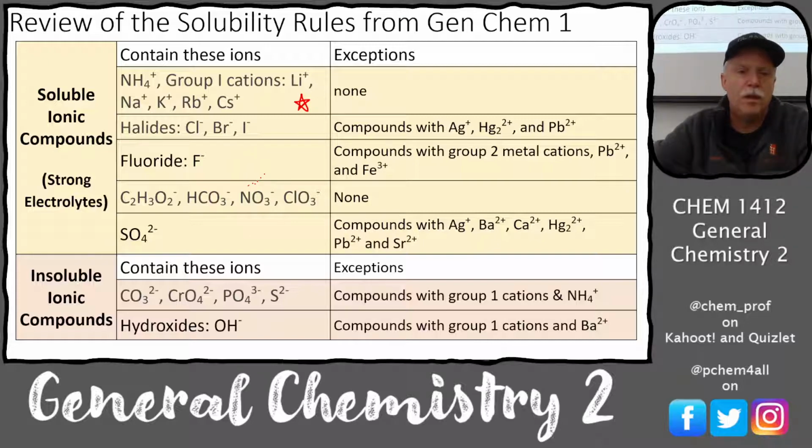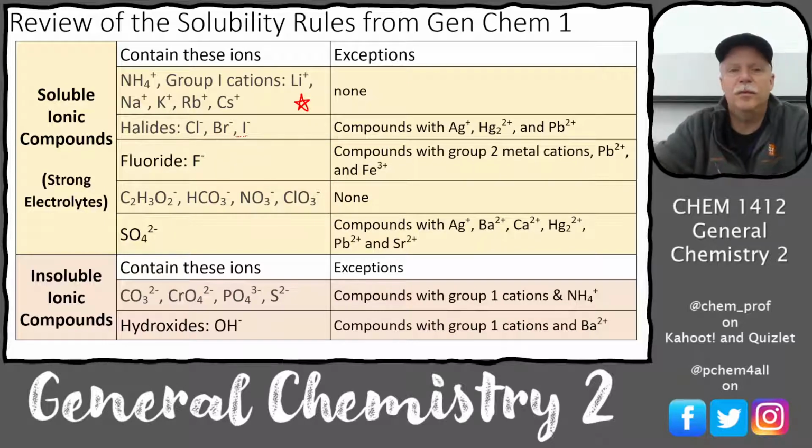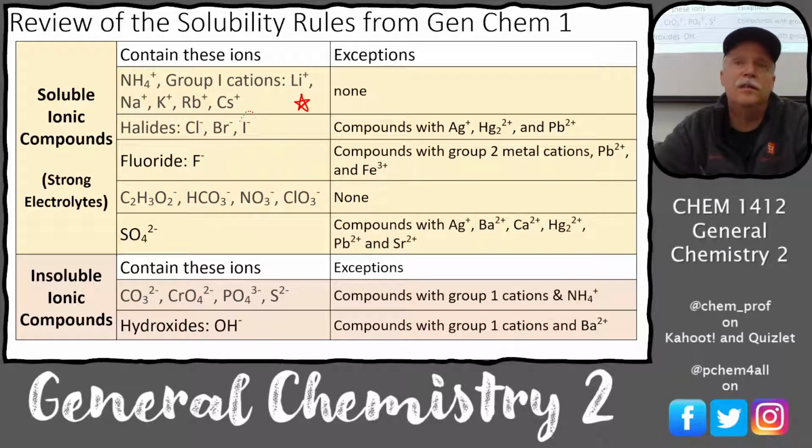Okay, and then your halogens are mostly soluble. So chlorides, bromides, iodides, there are only a few exceptions to those. If you have iron chloride, it's going to be soluble. Or if you have titanium iodide, it's going to be soluble. But you have some exceptions: mercury 1 and silver and lead, etc. There are a few different exceptions for fluoride.